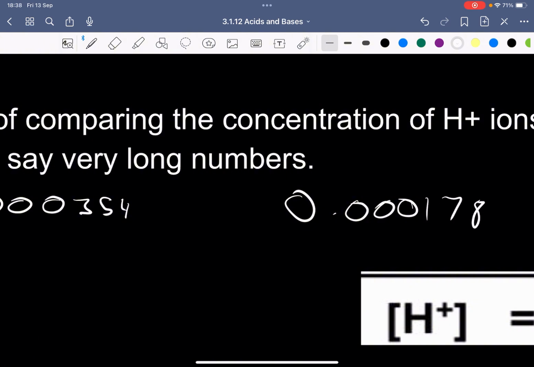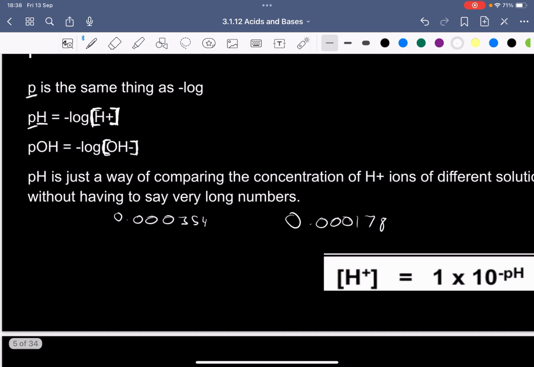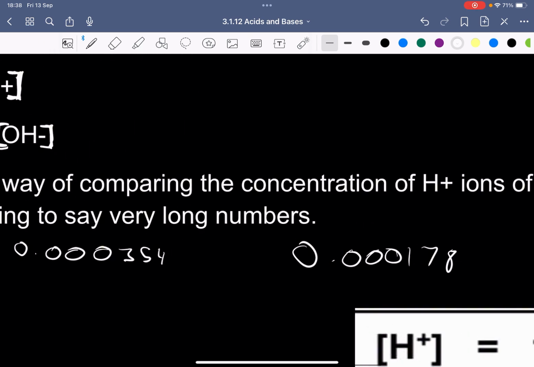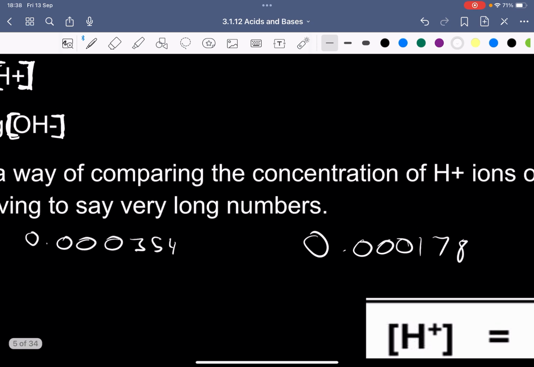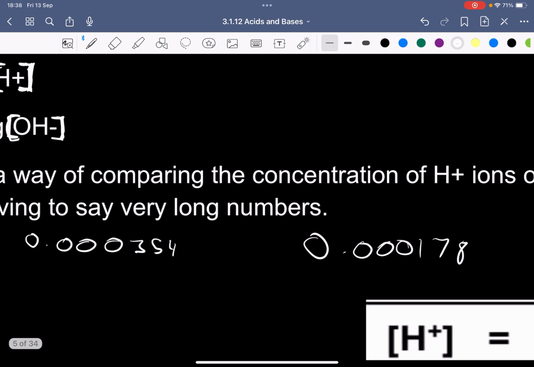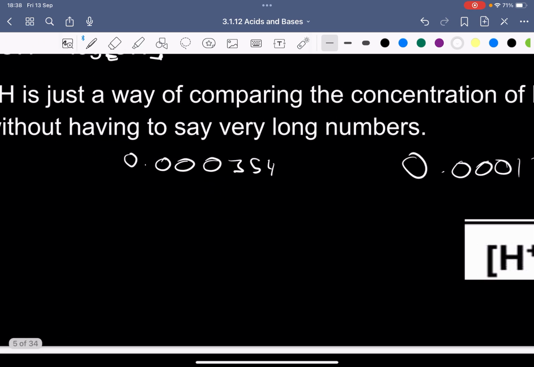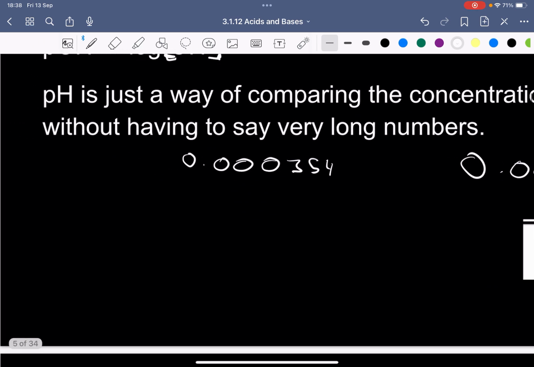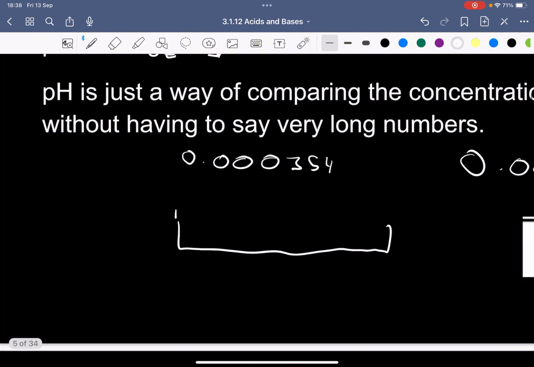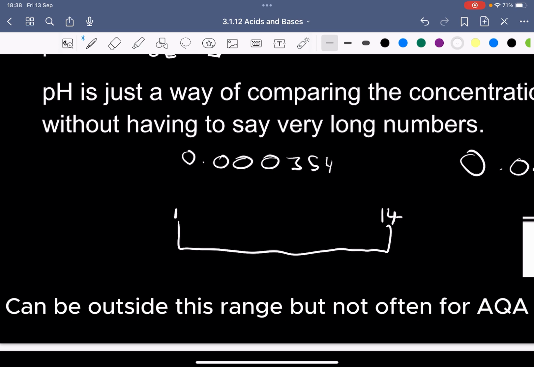Okay. Then you want to compare these hydrogen concentrations. Instead of saying all of these numbers, if you minus log it, it makes the numbers more manageable. Because what minus log does is it makes the numbers usually somewhere between 1 and 14. And this is a really nice range to work with because the numbers are just better instead of saying these long numbers like this.